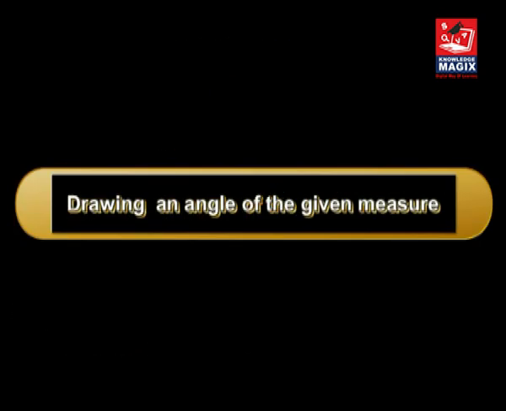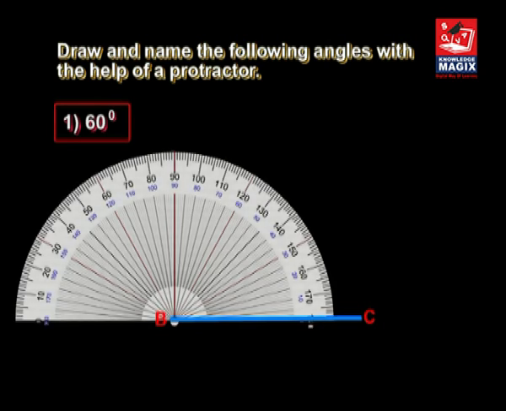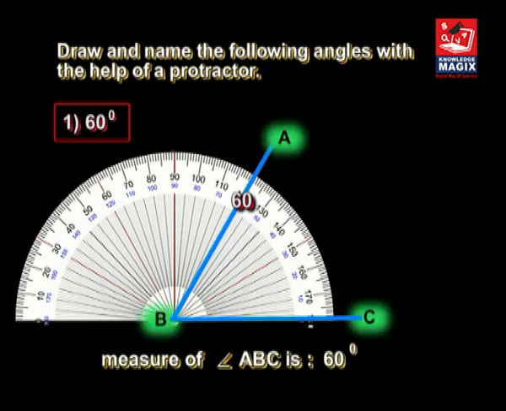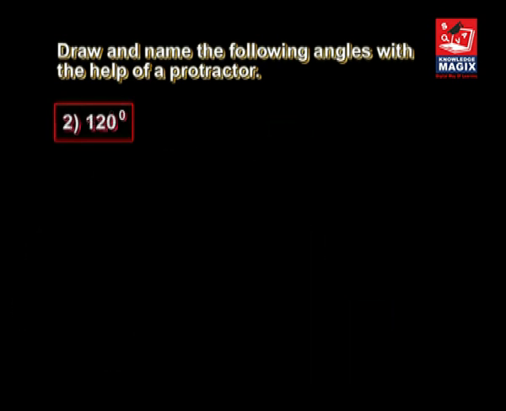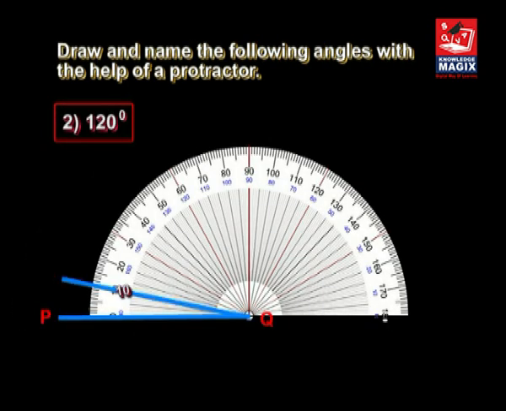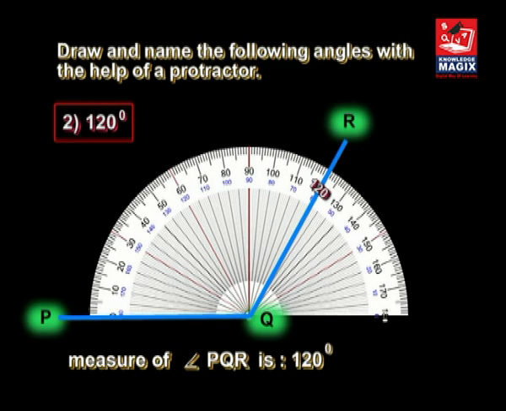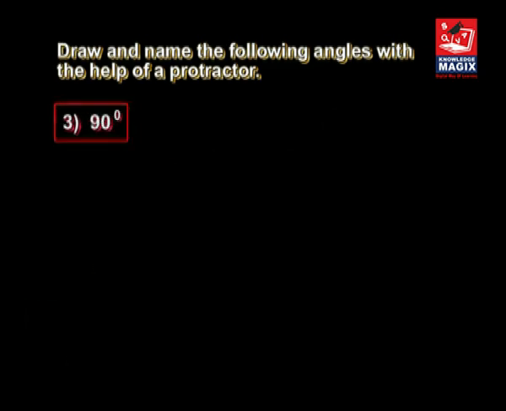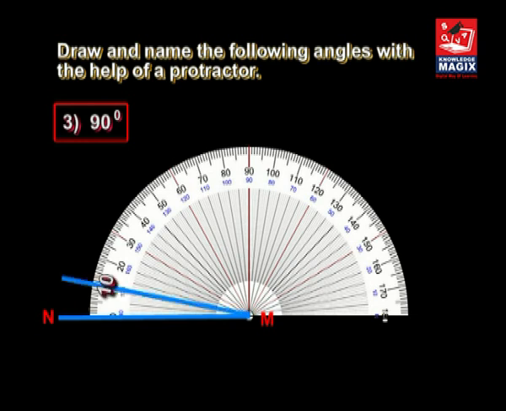Now drawing an angle of the given measure. Draw and name the angle with the help of a protractor. 60 degrees. Angle ABC. 120 degrees. Angle PQR. 90 degrees. Angle LMN.